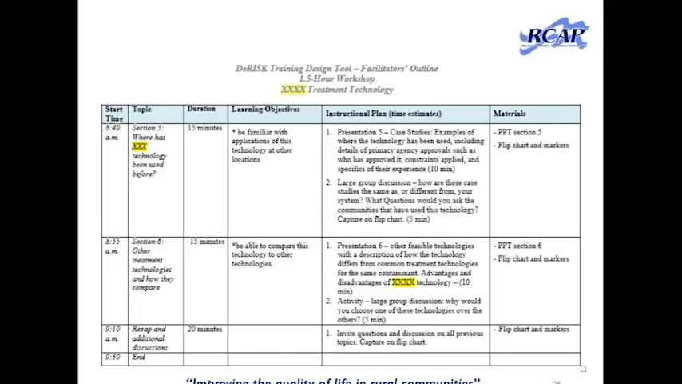So let's go back to section 3 and take a look at the pieces that go into it, as an example of all the other sections in the design tool. The first piece is these 4 columns on the left-hand side, and they talk about timing. In this case, I started everything at 8 o'clock, and so this is 15 minutes into the day. The technology is what you're going to be talking about. It's 15 minutes long, and there are 2 learning objectives for this section.